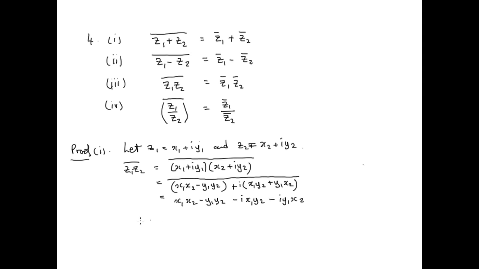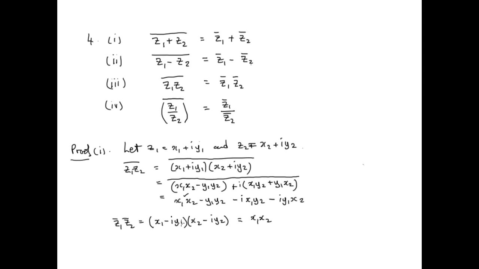So let's now look at the individual conjugates and what we would get by multiplying them. The conjugate of z1 is x1 minus iy1, and the conjugate of z2 is x2 minus iy2. Multiplying these two out, the real part is x1 x2, which we do have here.